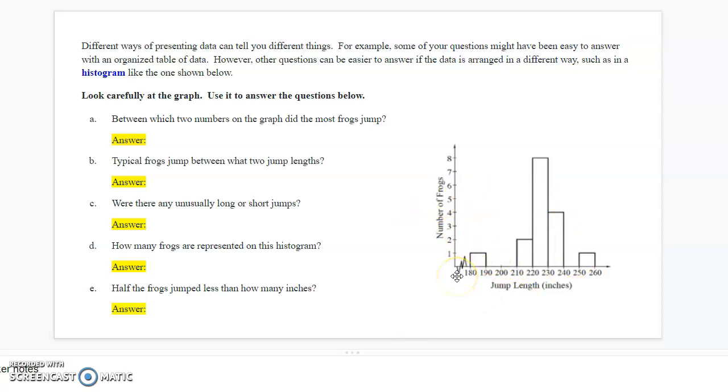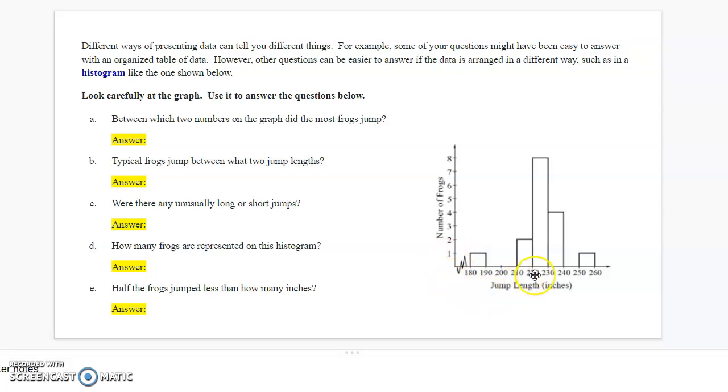If you remember, it looks like a bar graph, but it's not. On the bottom, on the x-axis, the numbers are arranged into bins. So like the first one is 180 to 190 inches. The next one is 190 to 200. And then on the y-axis is the number of frogs that jumped that length. So for example, in the first bin, 180 to 190 inches, only one frog. If we drag the cursor over to the left, only one frog jumped within that length.